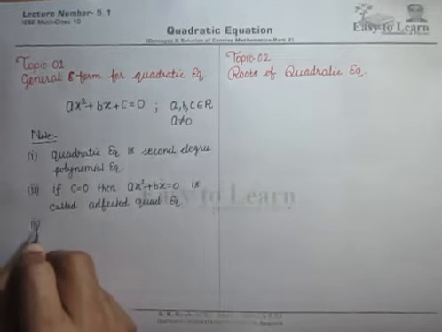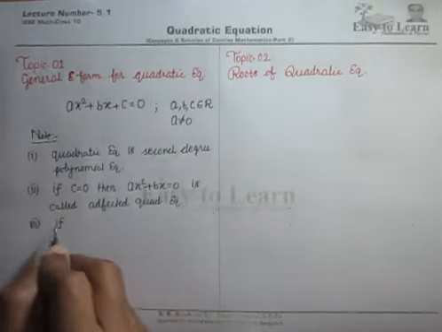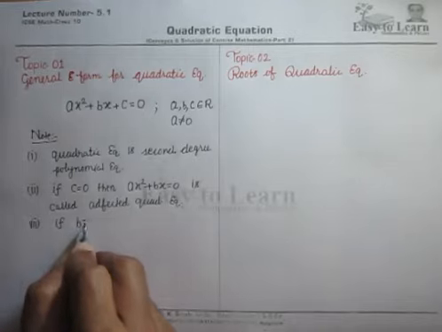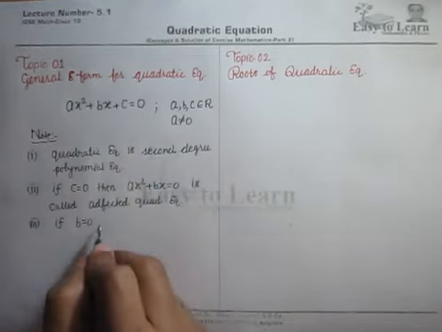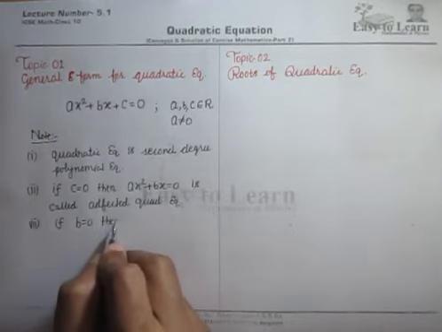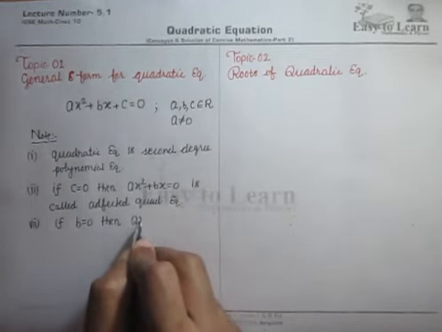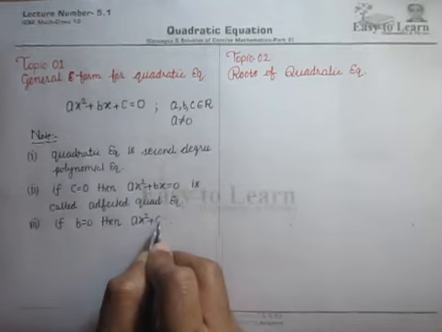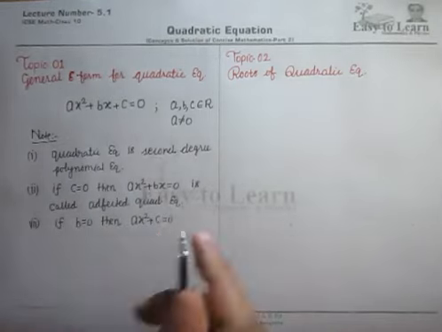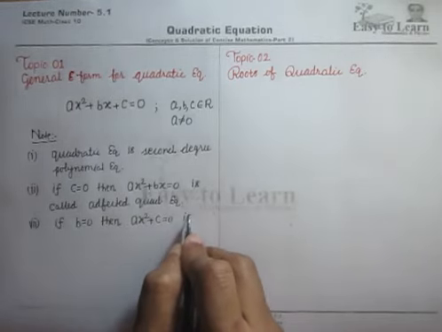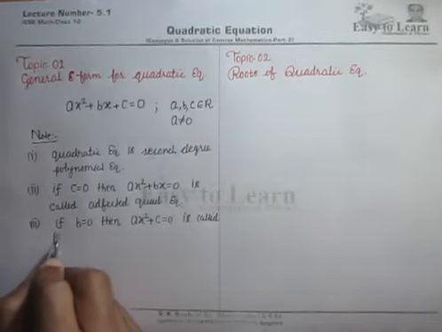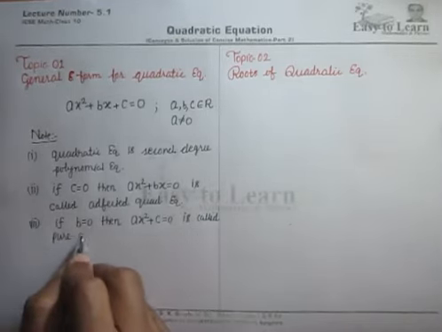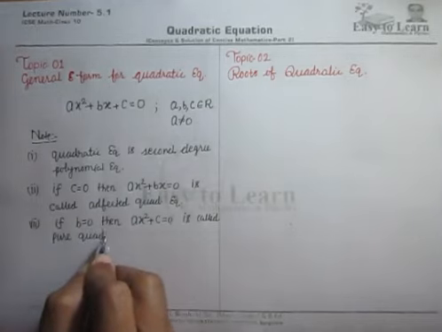Now third point: if b is equal to 0, if this coefficient of x is equal to 0, then the equation ax square plus c equal to 0, because this term is 0, is called a pure quadratic.